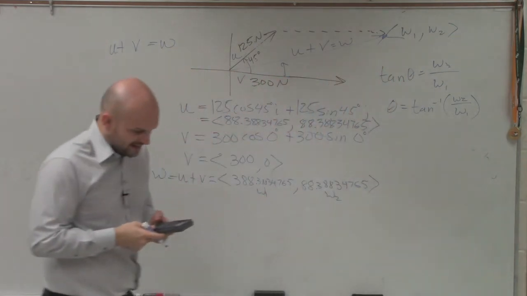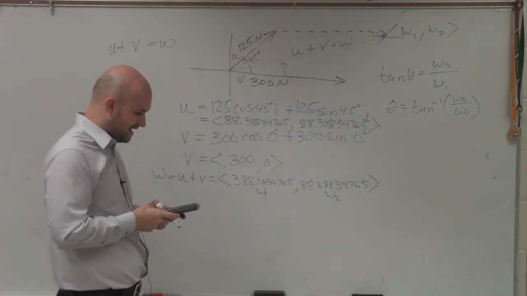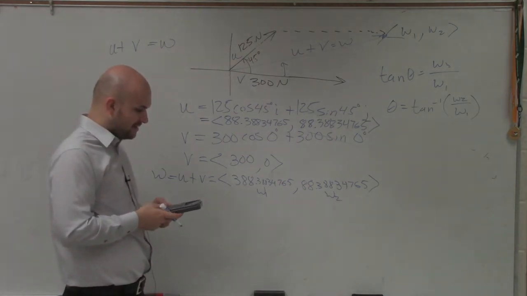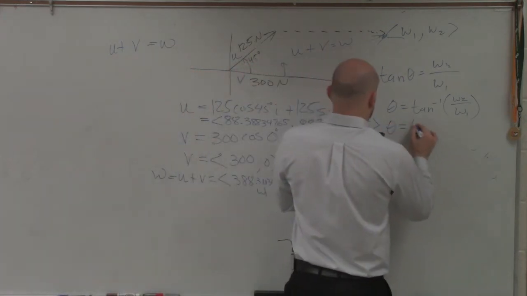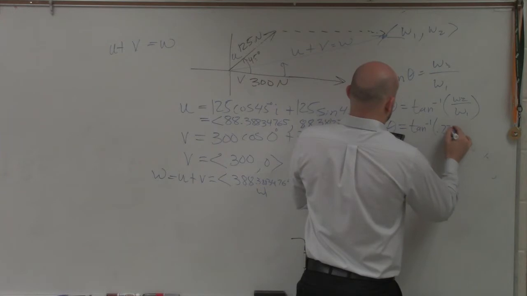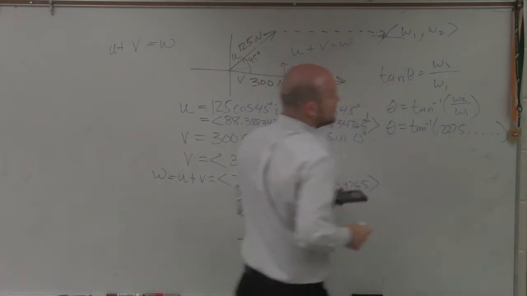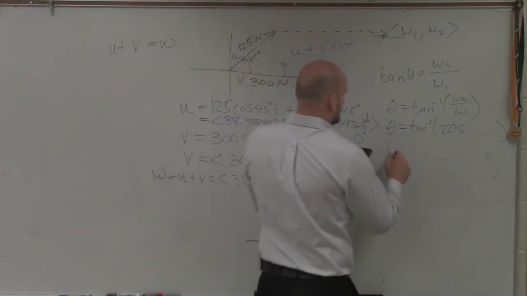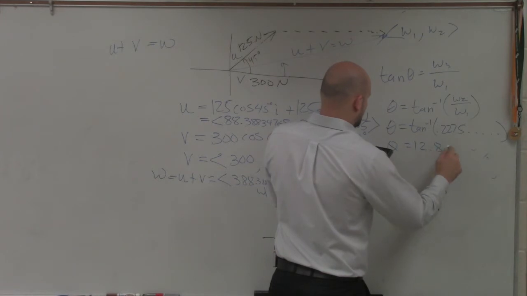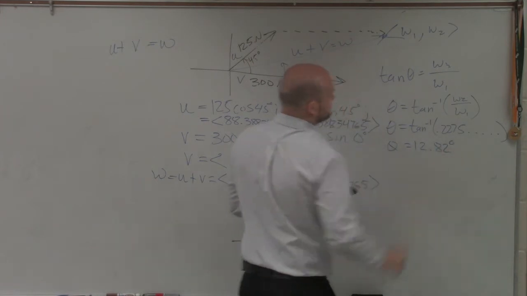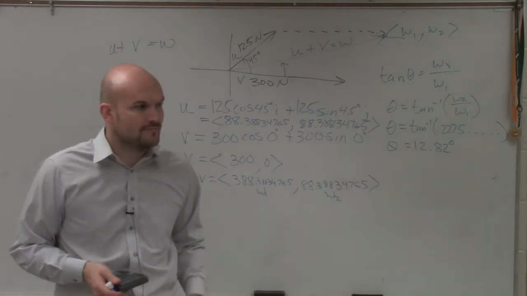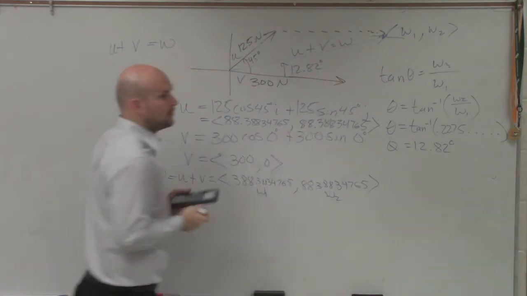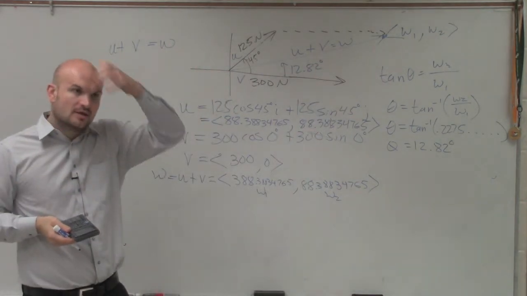So now I simply do 88.3888 divided by 388.38834765. And I get theta equals tan inverse of 0.2275... I'm going to use the whole answer. I take the inverse tangent of that answer, and I get theta equals 12.82 degrees. So that's the angle. Does that kind of make some sense? Would that work for our problem? Yeah, it does work. Now we need to find the magnitude.